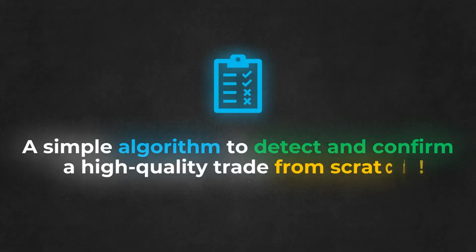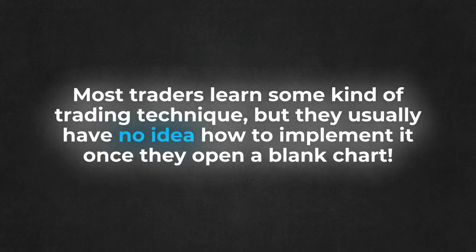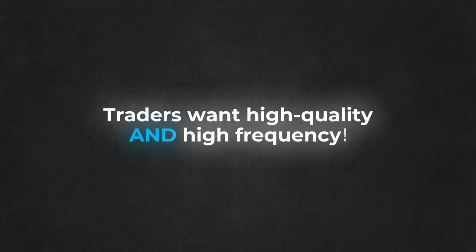In this video, I'm going to give you an algorithm to detect and confirm a high-quality trade in a simple way from scratch, meaning from the moment you open a blank price chart until the triggering of the trade. Most traders learn some kind of trading technique, but they usually have no idea how to implement it once they open a blank chart, meaning they have no idea how to start detecting and then confirming a possible high-quality trade opportunity. Not only do traders want to trade with high quality, but they also want to trade with high frequency.